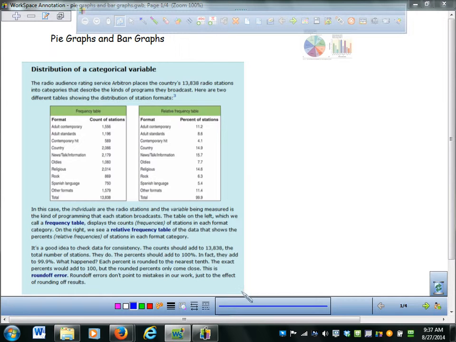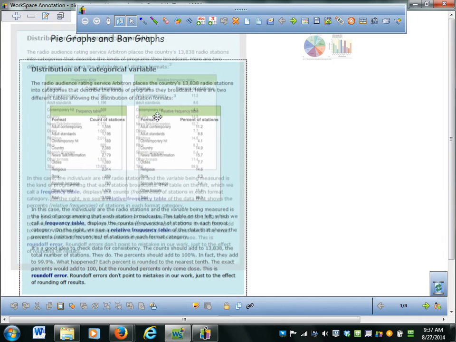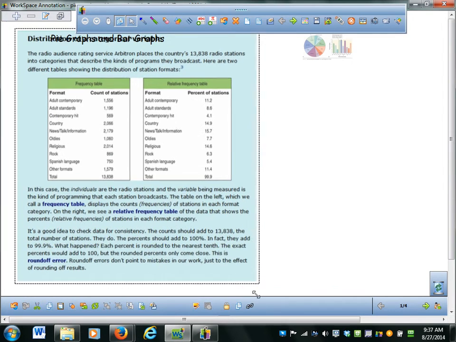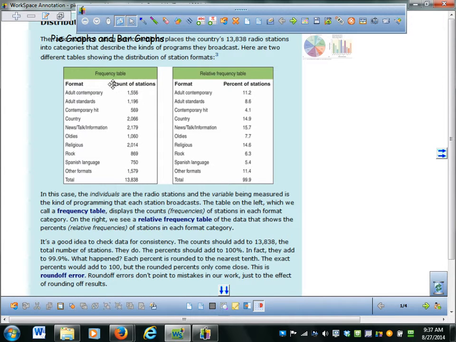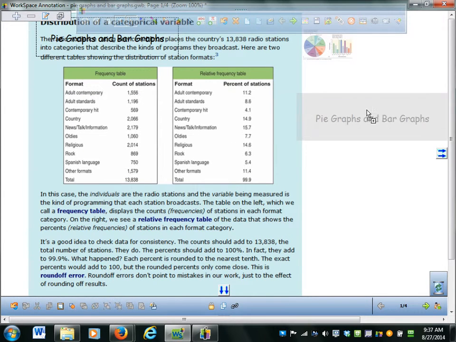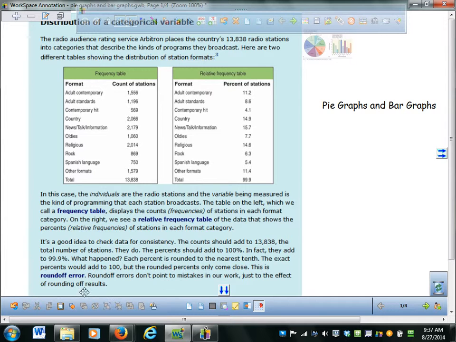Can you see that? Do I need to make it bigger? Yeah. Make it bigger? Okay, so I can make it a little bit bigger by going like this. A little better? Okay. So now I have to take pie graphs and bar graphs and move that in. Isn't that cool? How I could do that?